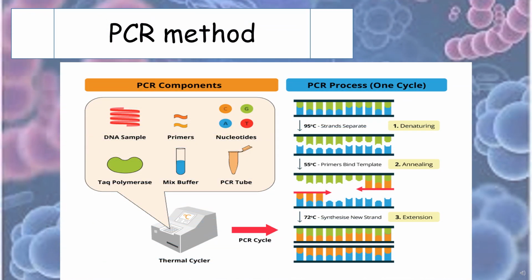The polymerase chain reaction, PCR, technique is a method for making copies of a DNA sample. It's used to amplify small amounts of DNA so that scientists can study it in detail.